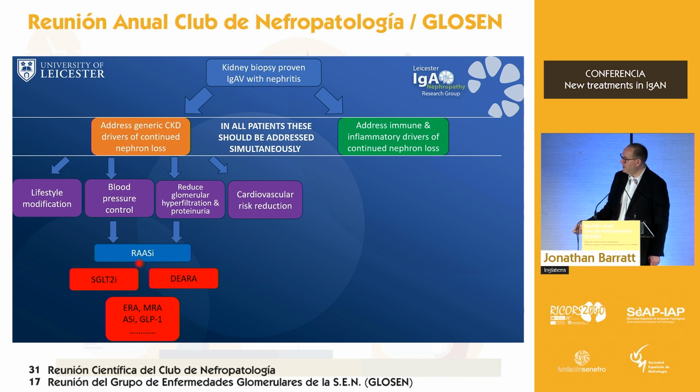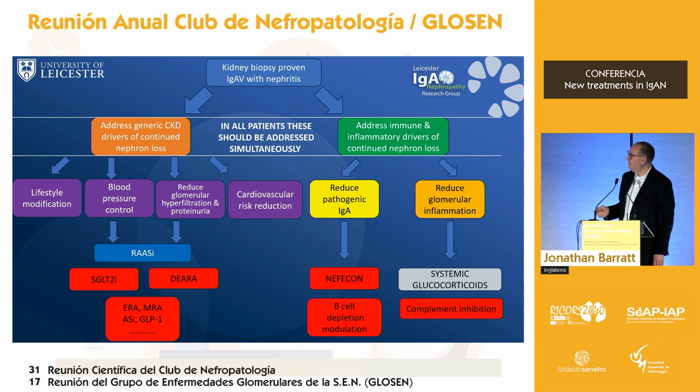And we don't have any data on sparsentan or any of these specifically in IgA vasculitis. But I don't think there's any reason to suspect they won't work, but we just need to be aware we don't have data. We then need to do exactly what we want to do in IgA nephropathy. We want to reduce those IgA immune complexes, and we want to treat inflammation. And certainly in the adult cases I see, inflammation is far more of an issue in IgA vasculitis than it is in my IgA nephropathy patients.